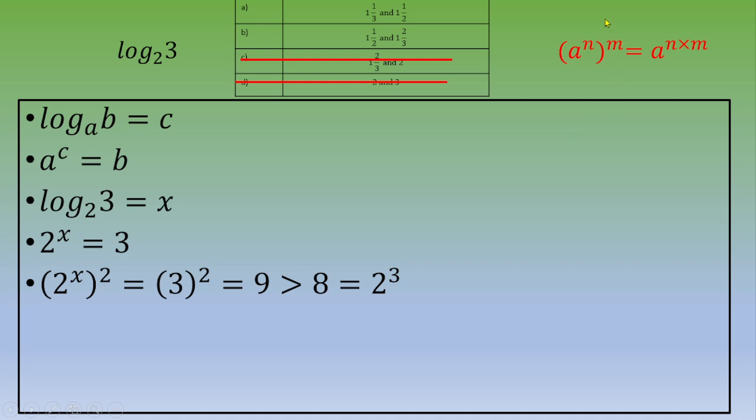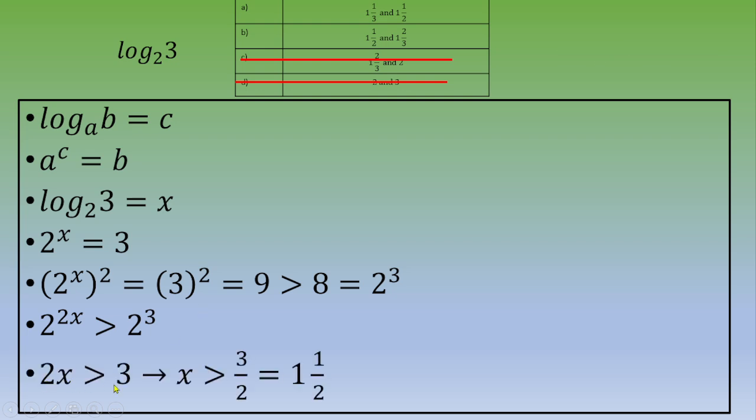So if we apply the same power rule, we end up with 2 to the power of 2x greater than 2 to the 3. So according to the power function, 2x is greater than 3. That means x is greater than 3 over 2. And 3 over 2, this is 1/2. And then now we can eliminate answer A.